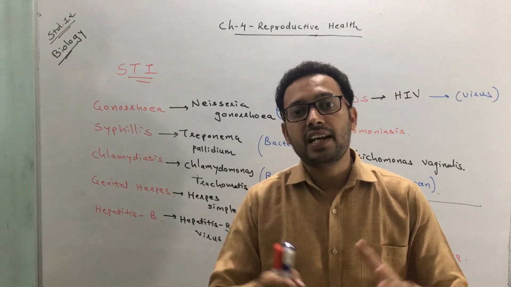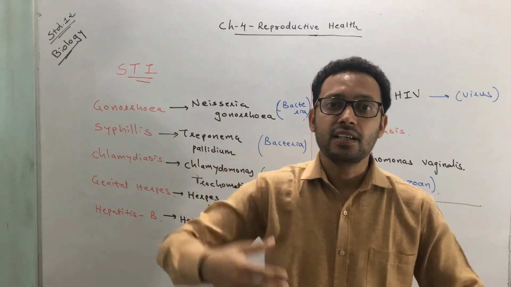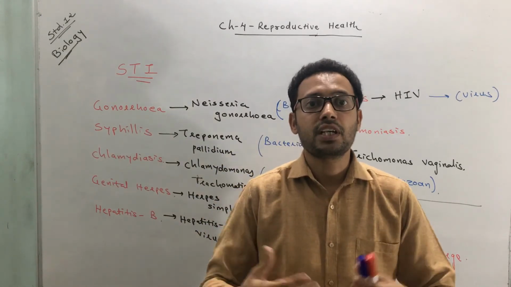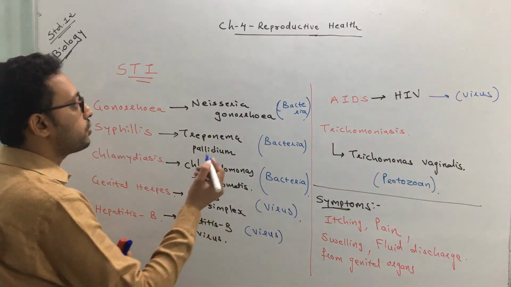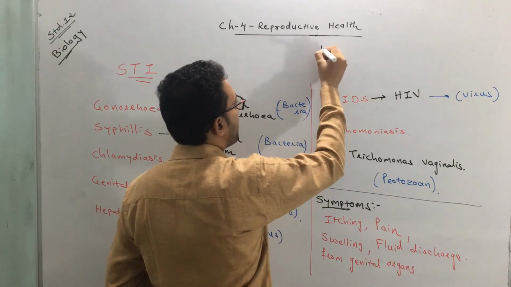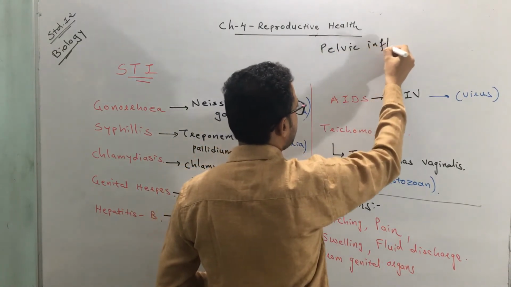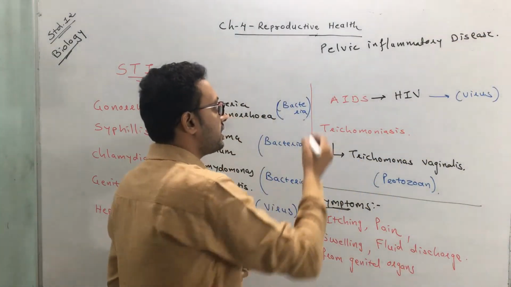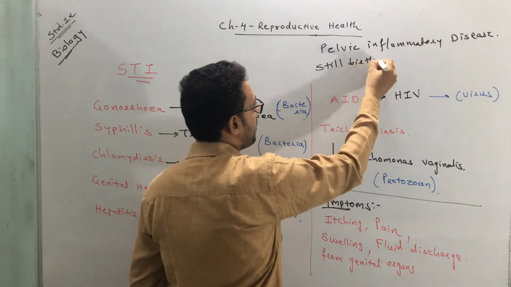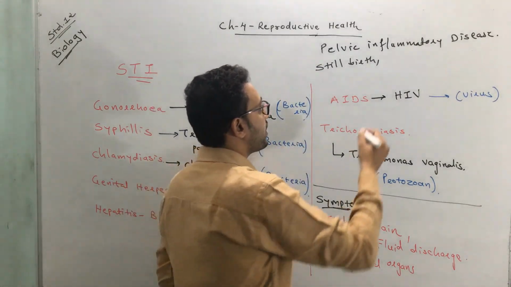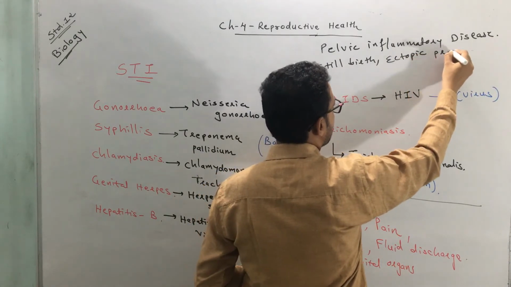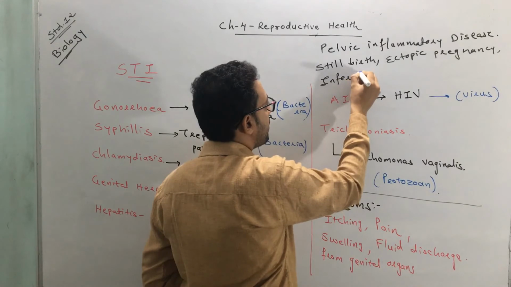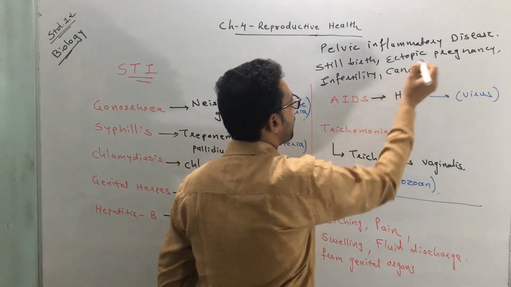But if it is detected at a later stage, or if you go to a doctor very late, when the disease has progressed very much in your body, then the chances are that other complications might occur. So let's discuss what complications might occur. If there is late detection, it may lead to pelvic inflammatory disease. It may produce a stillbirth. Stillbirth means delivery of a dead baby. Or a person may have an ectopic pregnancy. Then the person might have infertility, meaning not being capable of producing a child, or sometimes the patient might have cancer of the reproductive tract.